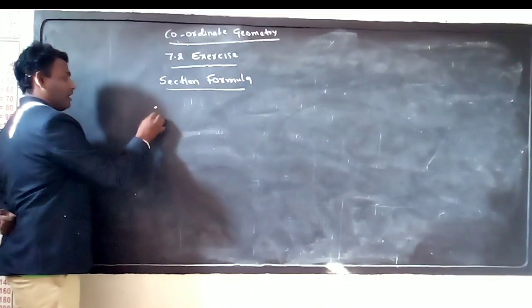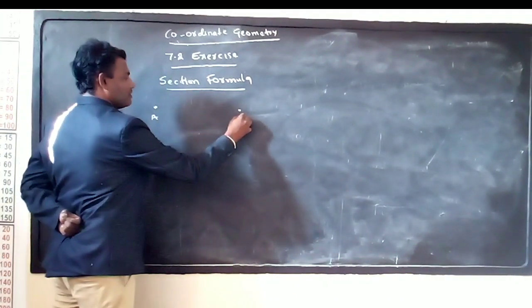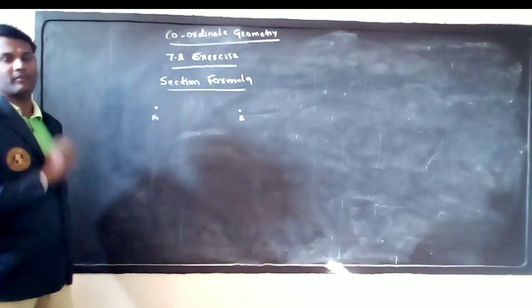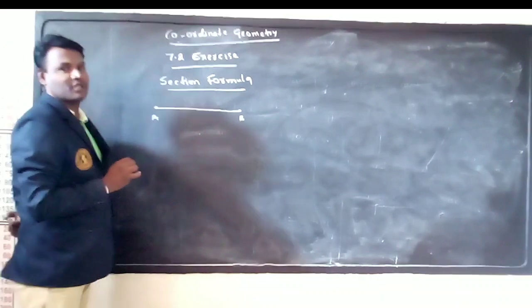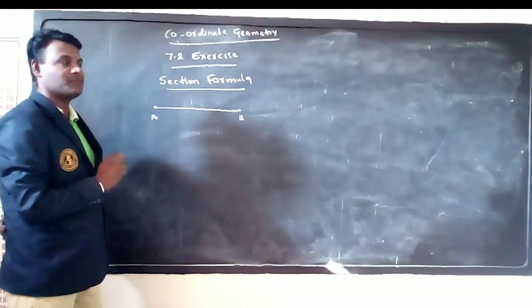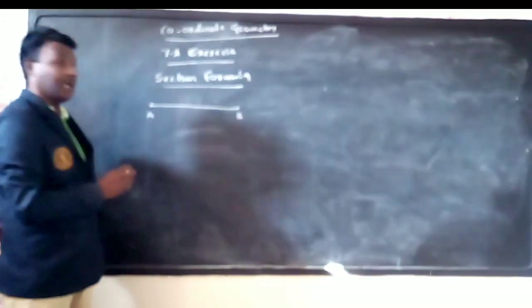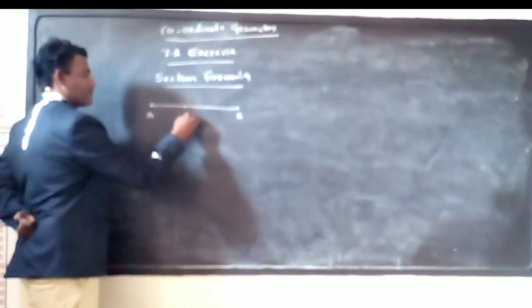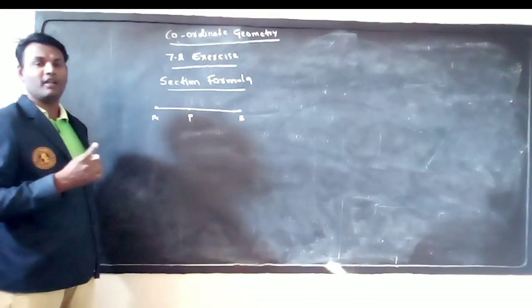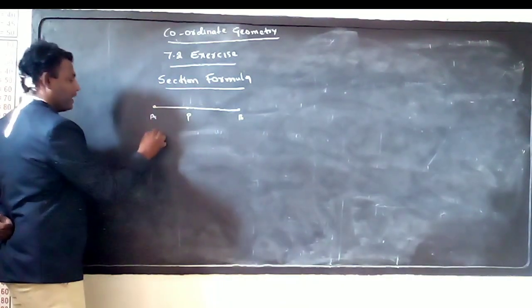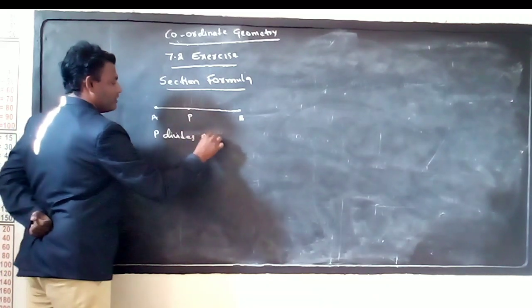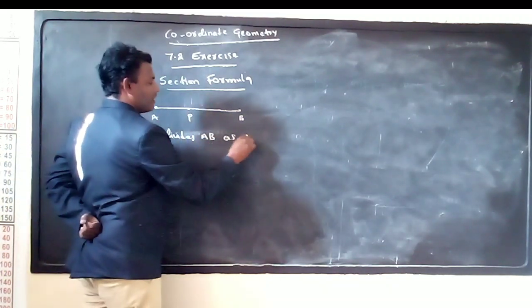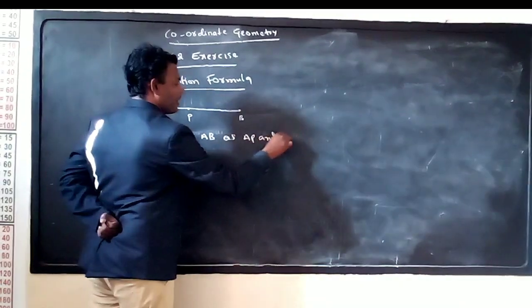Let A and B be two points on a plane. AB is a line segment. I am taking one point P internally on AB. So P is a point internally on AB. P divides AB as AP and PB.